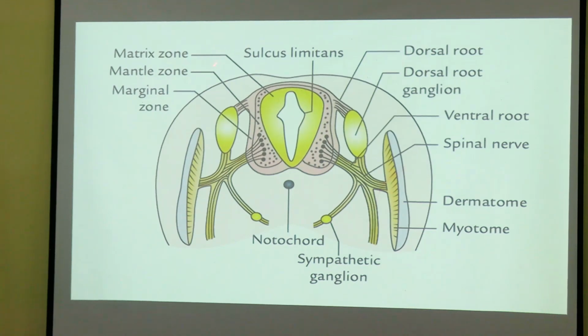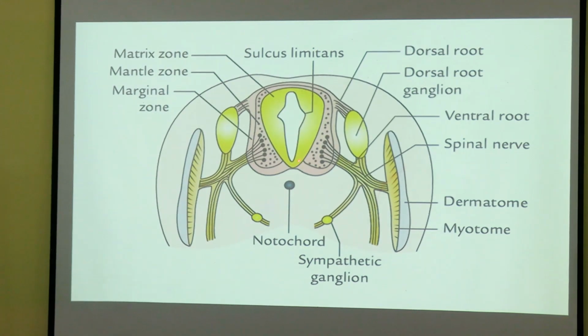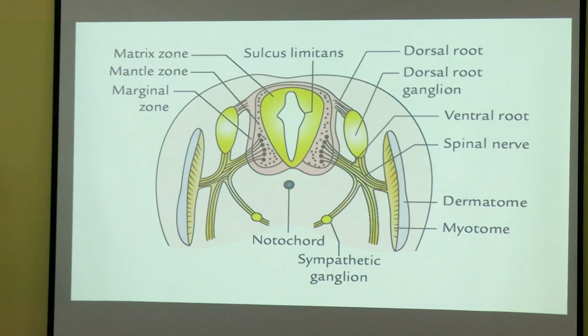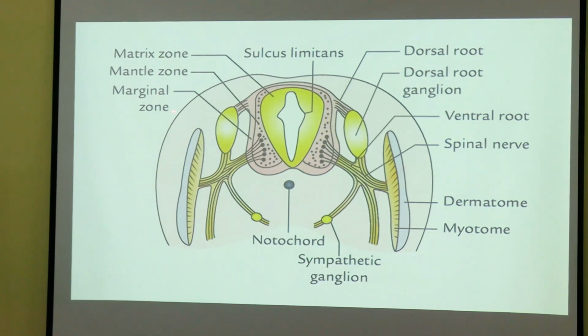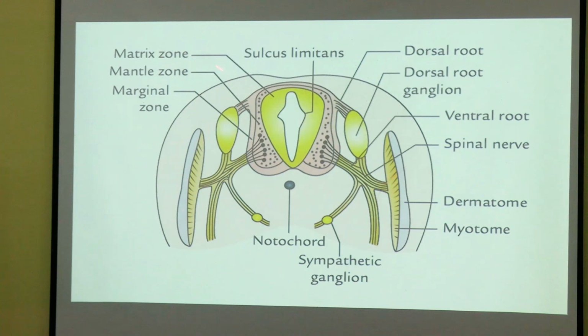Just concentrate on this part. This will be your central canal part, or you can call it the neurocele part. It is formed by 3 different layers. Right after the neurocele, we have the matrix, followed by the mantle, and the outermost one is the marginal layer. Your mantle zone forms your grey matter part, and your marginal zone forms the white matter part. Whatever the matrix zone is, it will form along with your central canal.